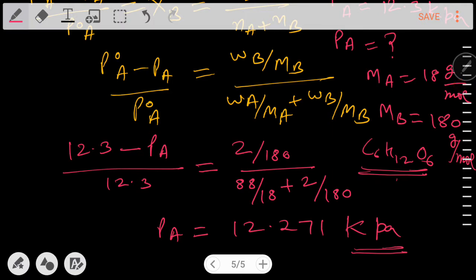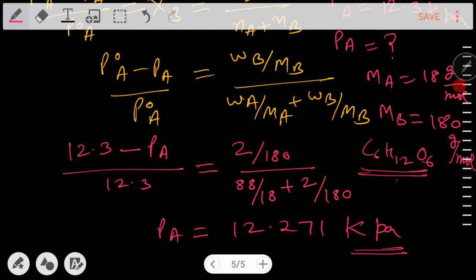So it is a very easy numerical, everything is given, but mole fraction directly is not given here. In place of mole fraction, masses are given. So I have converted XB into NB upon NA plus NB. Then each of NB and NA is converted to mass. So we are getting the formula: P naught A minus PA upon P naught A equals WB by MB upon WA by MA plus WB by MB.